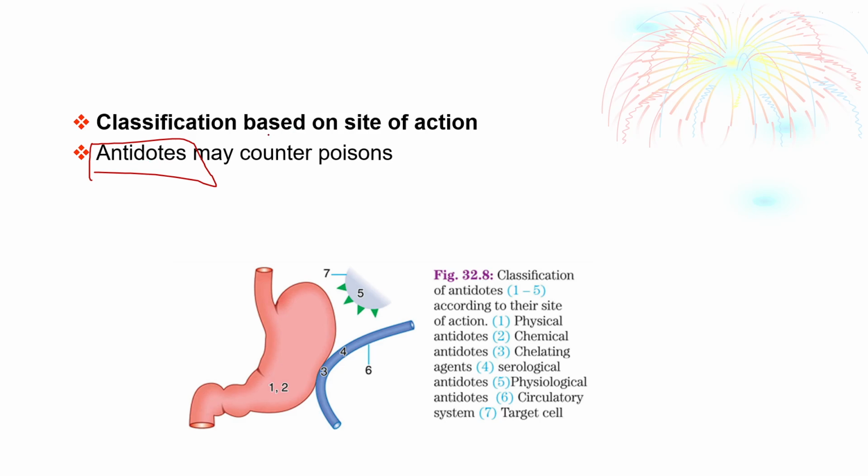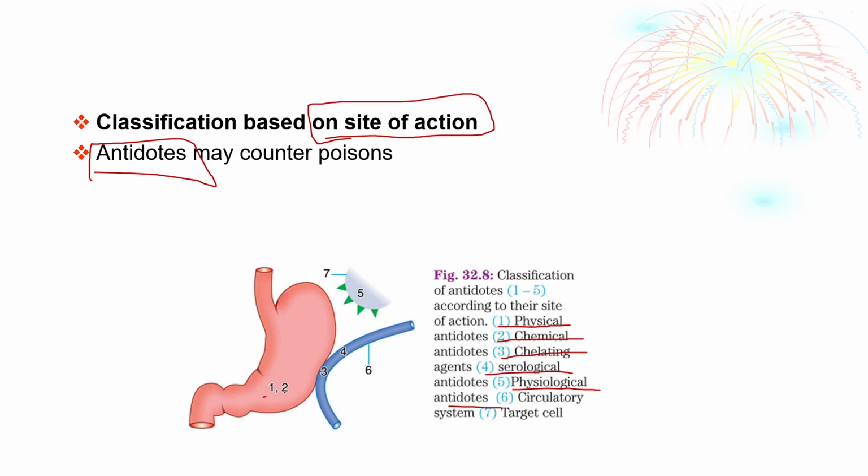It's called an antidote. According to the site of action where these antidotes are going to work, they are classified into different categories. Let's discuss the classification first. Physical antidotes, chemical antidotes, chelating agents, serological antidotes, and physiological antidotes. These are five different types of antidotes and they work on different sites in the body.